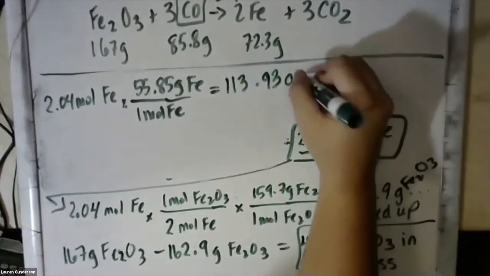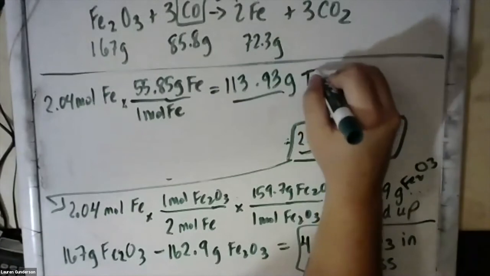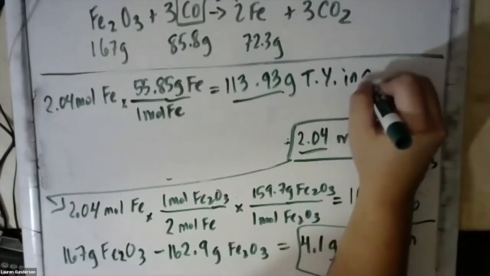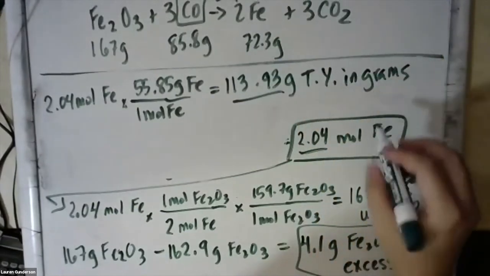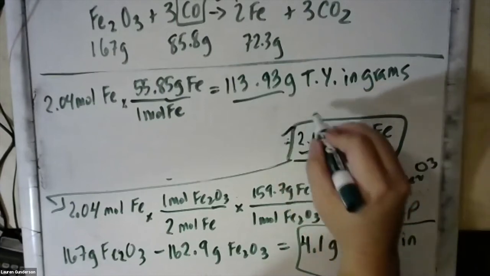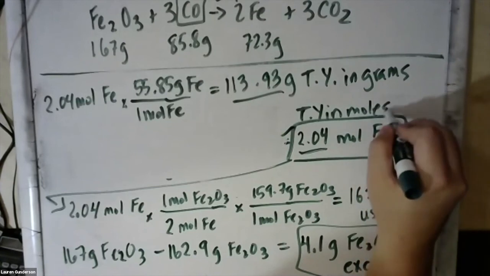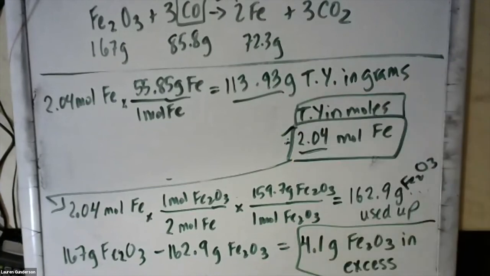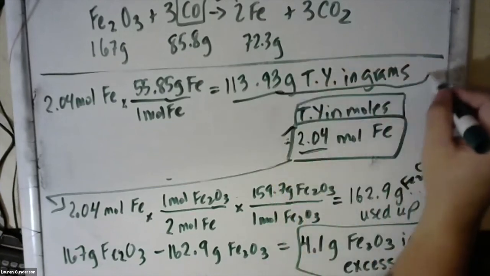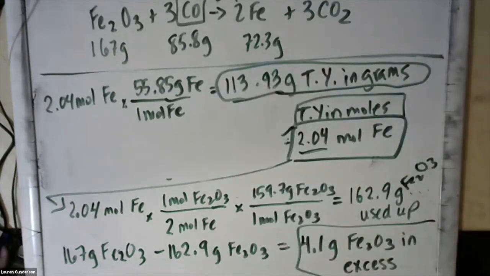Okay, so this is my theoretical yield in grams. This was my theoretical yield in moles. Both are correct expressions of the theoretical yield. One's in grams, one's in moles.